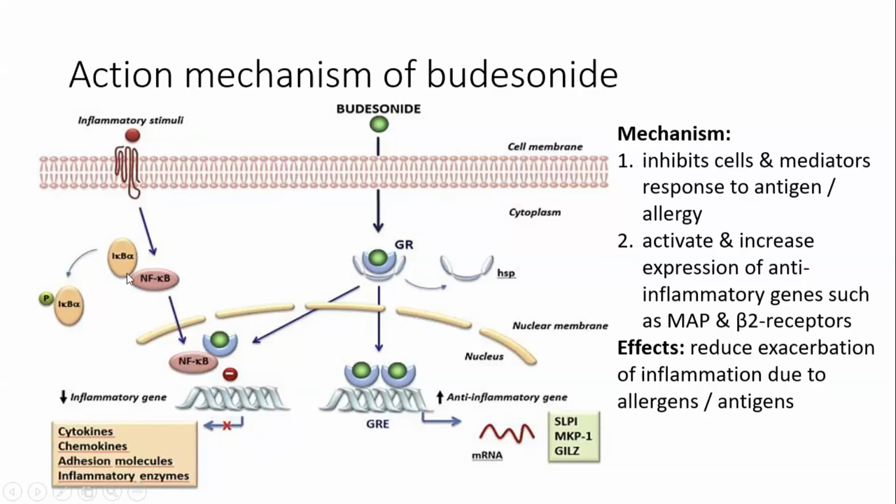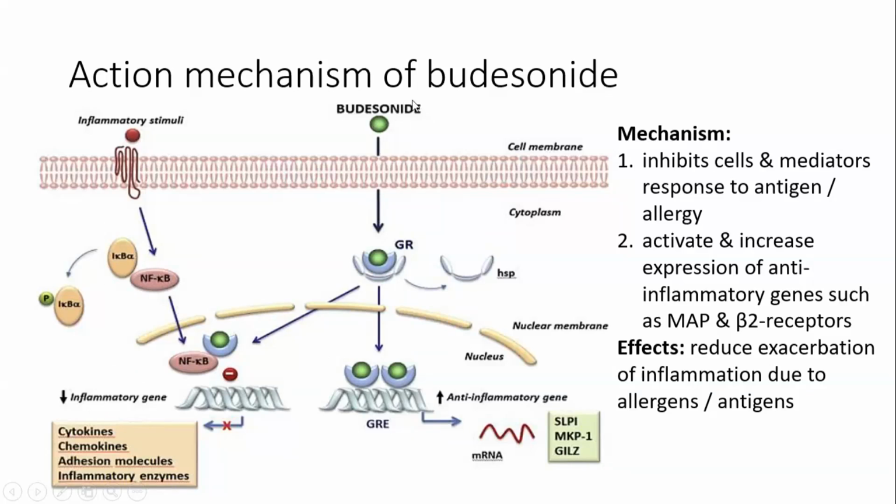So this is inhibitory alpha protein. So phosphorylation of the inhibitory alpha protein will detach it from the nuclear factor kappa B. So nuclear factor kappa B ni can cause the production of the inflammatory genes, which can produce the inflammatory proteins including cytokines, chemokines, adhesion molecules and inflammatory enzymes.